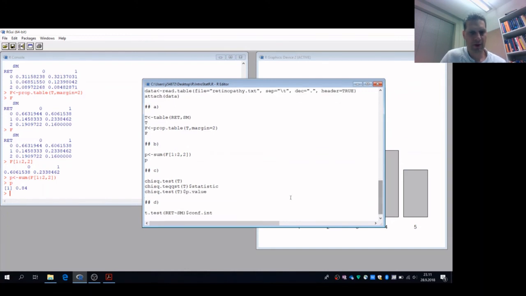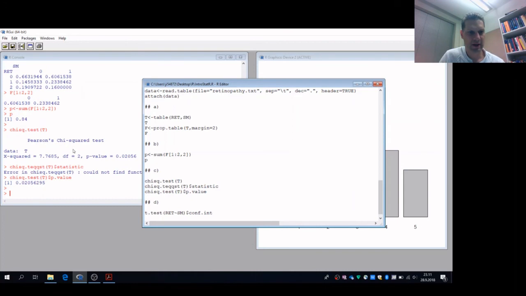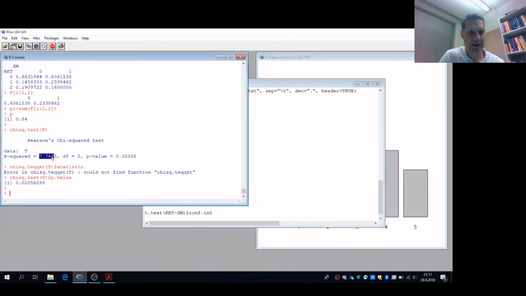So in question C we were asked to do the chi-square test, and we can do that. We take this table, do the chi-square test, and we see that the test statistic gets this sort of value, and the p-value is like this. Well, because the p-value is so small, I guess we should infer that yes, smoking is affecting the probabilities of retinopathy. But if you look where the difference really comes from, it comes really here.